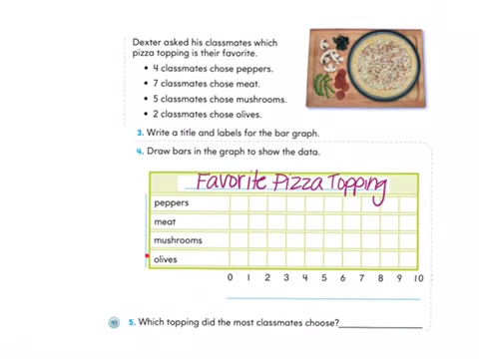Now on the side here, we need to fill out a label too. So what are these 4 things? Well, how can we label that? Well, those are the toppings. So this is going to tell us which topping is which bar. And then down here, we need to put a label. So what are these numbers standing for? Why are these numbers here? What do these numbers represent? These numbers represent the number of classmates.